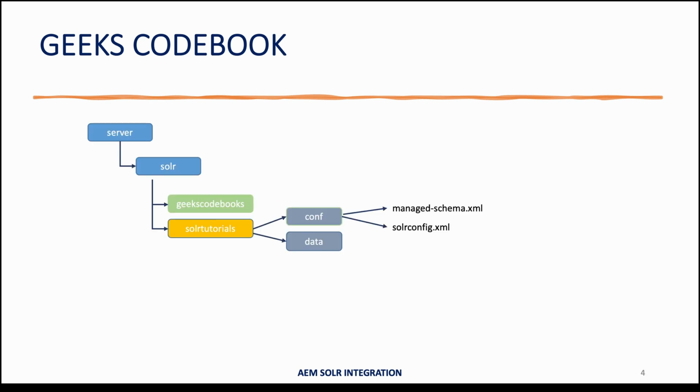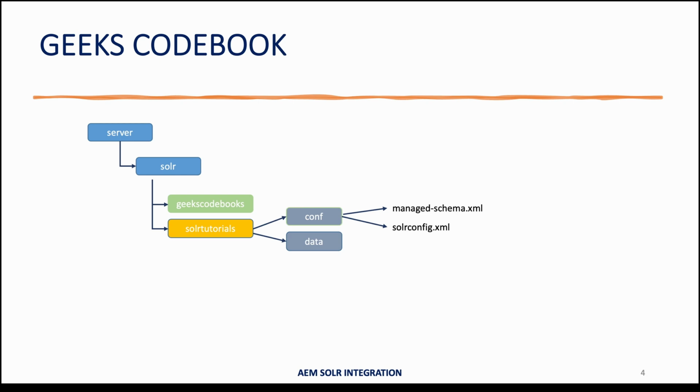Let's understand the core file structure. Inside your Solr installation directory, you will find a server. Inside that, you go to the Solr folder. Now you create a folder for a specific core. Let's say you create a core called Geeks Codebook or Solr Tutorial. Inside that, you must have two directories, conf and data.